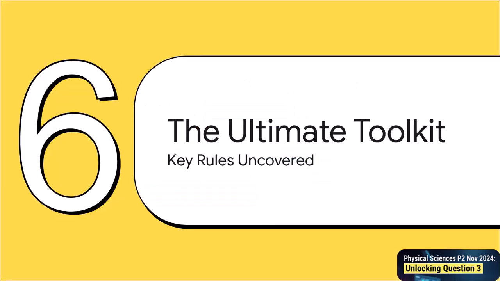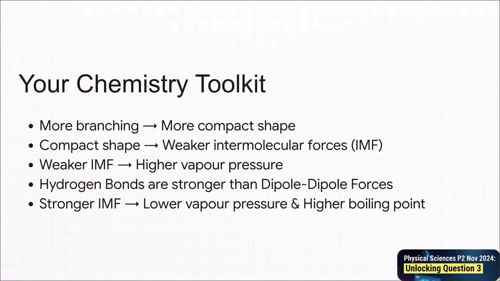Fantastic work, everyone. We have just completely taken apart an 11-mark question. And in doing that, we've actually built a powerful toolkit of ideas that you can use on tons of other questions. Let's quickly recap the main rules we've established. This right here, this is your new chemistry toolkit. Memorize these chains of logic. More branches means a more compact shape. A compact shape means weaker forces, which means a higher vapor pressure.